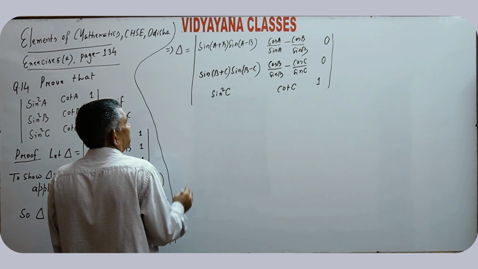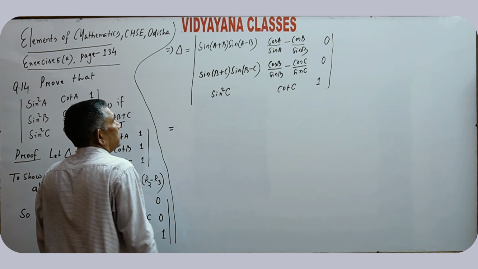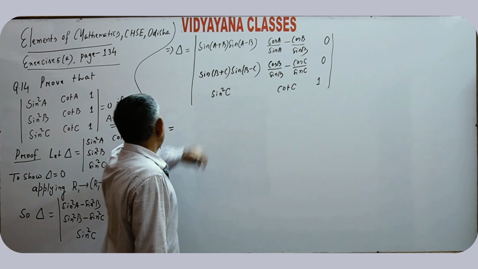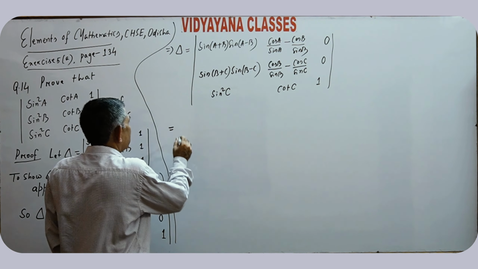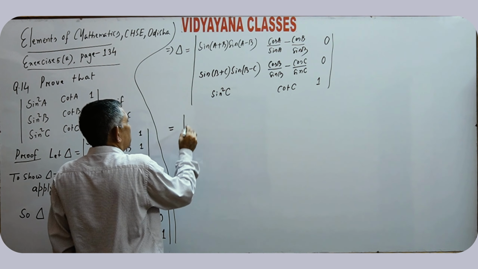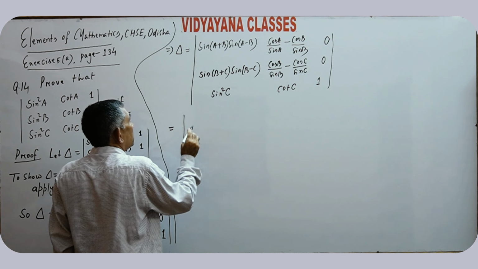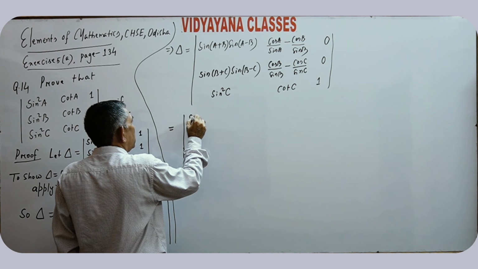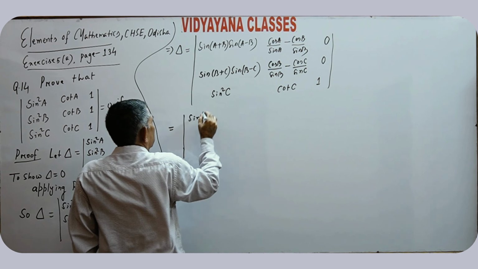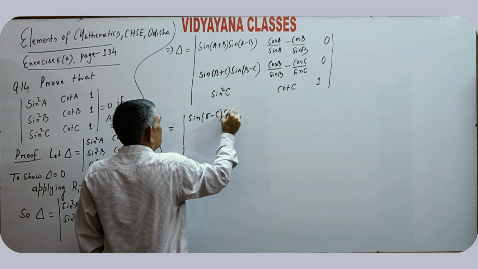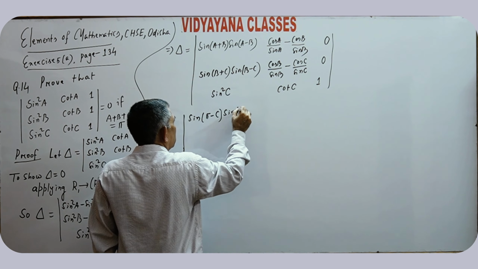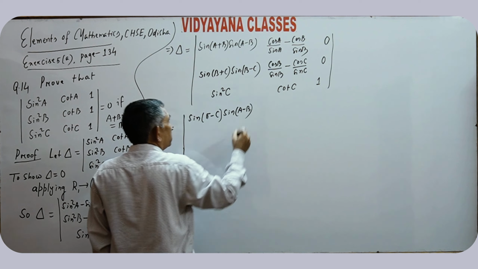Which is same as, A plus B plus C is equal to pi. So A plus B is equal to pi minus C. Sin A plus B is equal to sin pi minus C into sin A minus B.